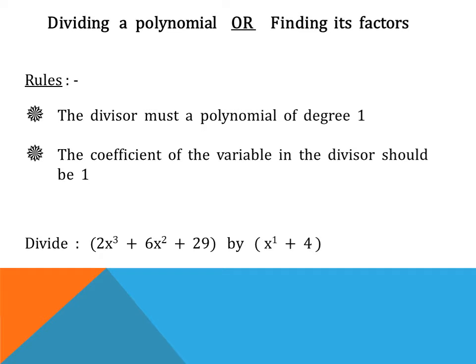For example, suppose we want to divide 2x cube plus 6x square plus 29 by x plus 4. First we need to check the power of the variable in the divisor. Here the divisor is x plus 4, so the power of x is 1 and also its coefficient is 1. Both conditions are satisfied, so we can carry out synthetic division. Let's now look at some examples of how we can do that.